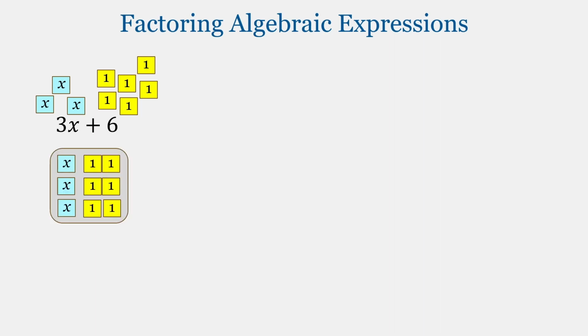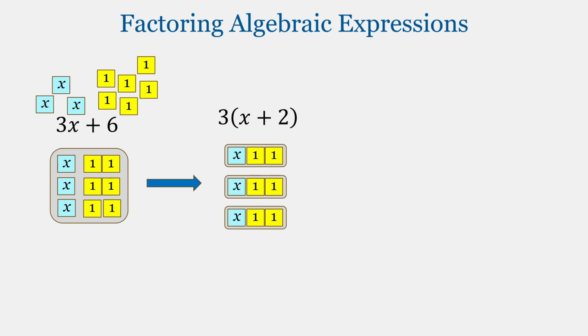Here, we can rearrange the tiles into 3 groups, each with 1 x tile and 2 1's tiles. And we would write this as 3, that's the number of groups we have, times the actual grouping, x plus 2. 3x plus 6 and 3 times the quantity x plus 2 are equal to each other. They are equivalent expressions.